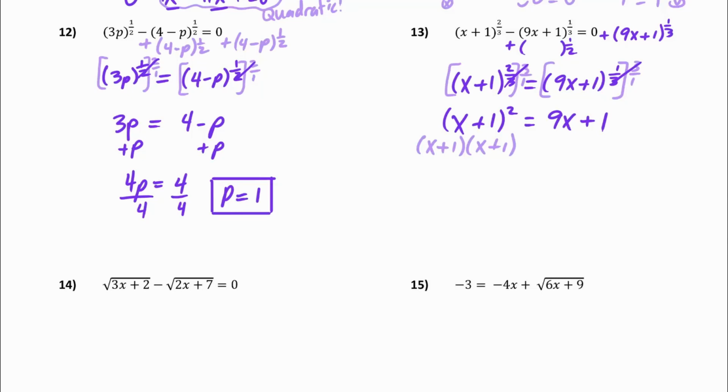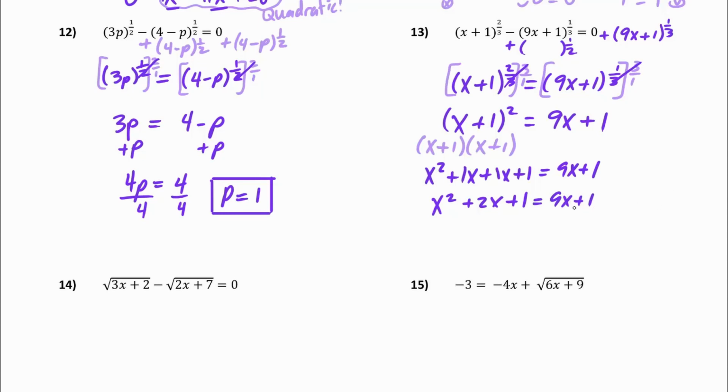Now, you guys, it may take you a few tries on a question like this to understand, like, oh, don't go that direction, go this direction. But with some practice, I think you guys can have intuition like that. So we get x squared plus 1x, and then plus 1. That's equal to 9x plus 1. I'm going to go ahead and combine like terms.